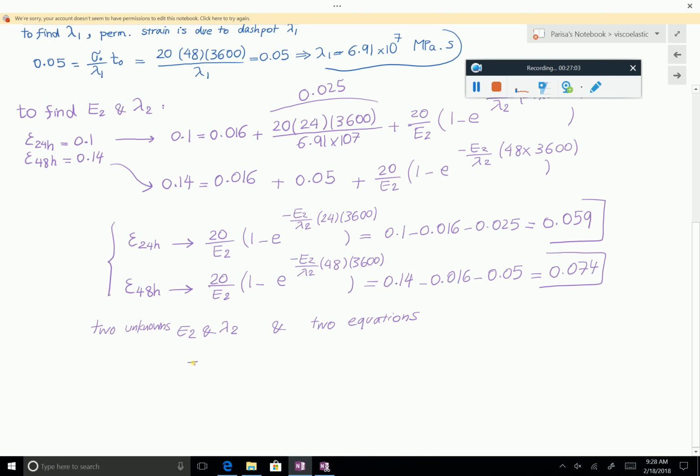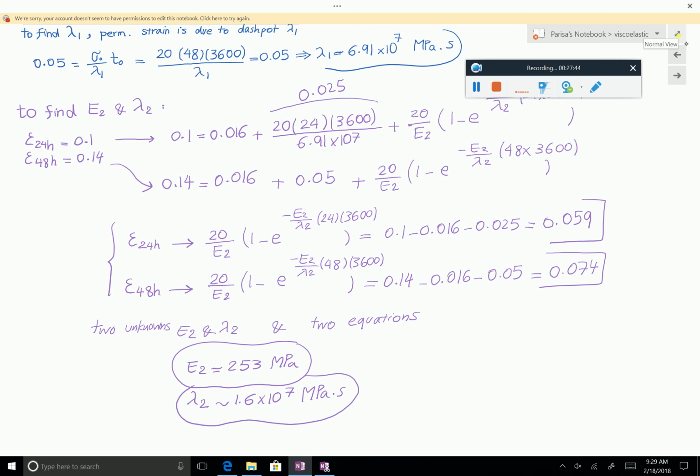So if we do the calculations, E2 turned out to be around 253 megapascal, and lambda 2 turns out to be 1.6 times 10 to the power of 7 megapascal second. So basically we have all the parameters that we were looking for.